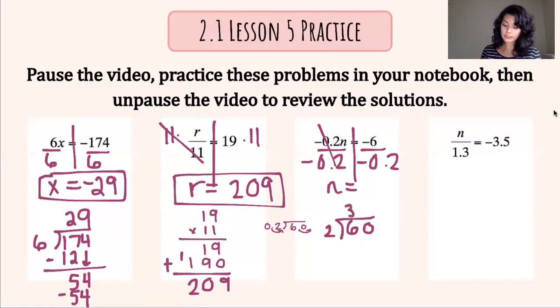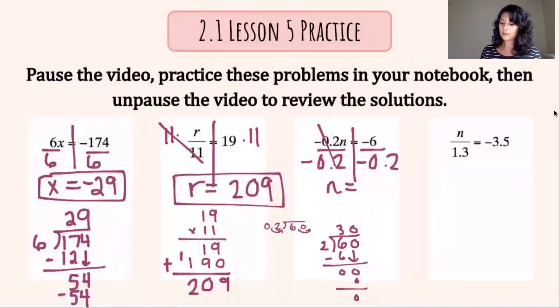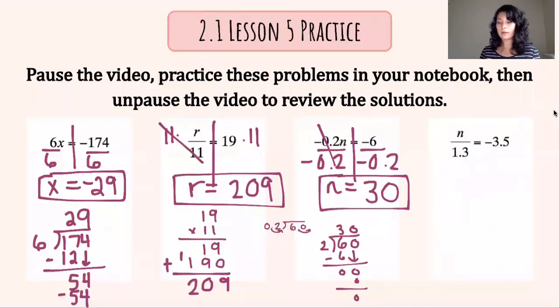2 goes into 6 3 times with no remainder. I bring down that 0. 0 divided by 2 is just 0 with no remainder. So you should have gotten, whoops. Let me just move this out the way a little bit so I can write my answer nice and clear. You should have gotten 30 as your quotient. And it is positive here. A negative divided by a negative, which is what we had when we did this problem, those two negatives made a positive. And the last problem, you should have multiplied both sides by 1.3.